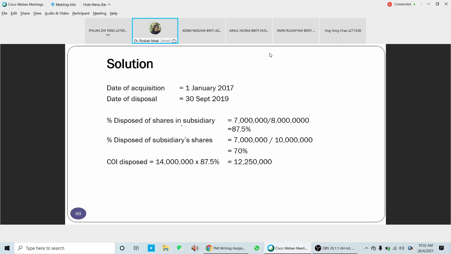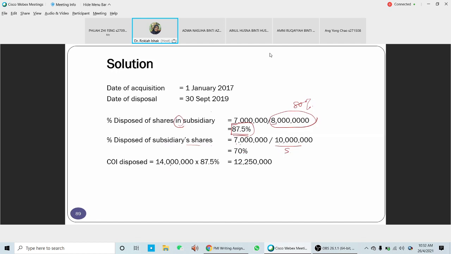Okay, the disposal of shares in subsidiary, 7/8 disposed here, 7 million divided by 8. So your shares in the subsidiary here are only 8 million, because you have 80% shares only. So the one that you dispose here is 87.5%. But in terms of disposal in the subsidiary account, it is 7 divided by 10. So I'm going to have 70%.